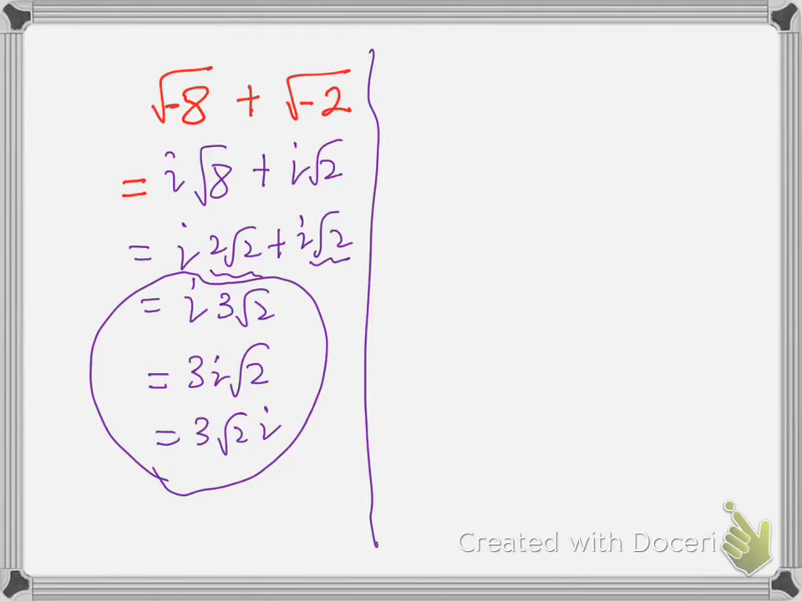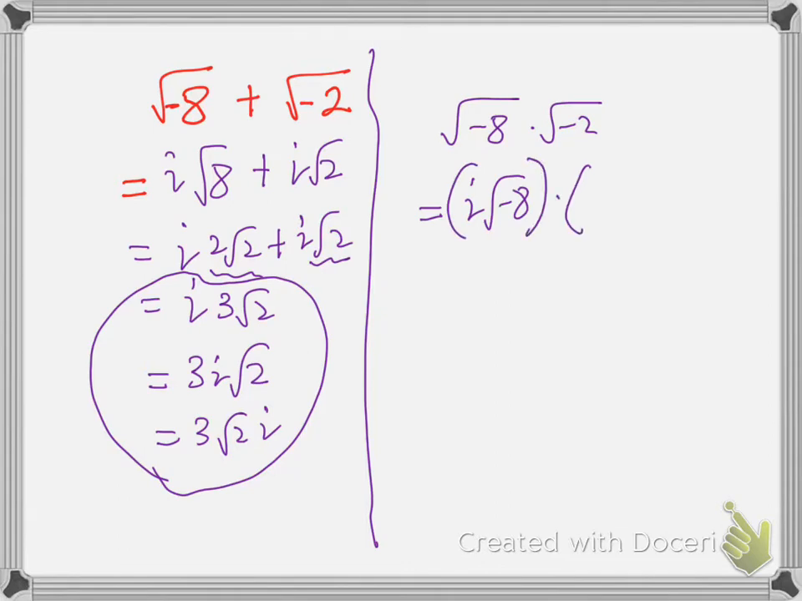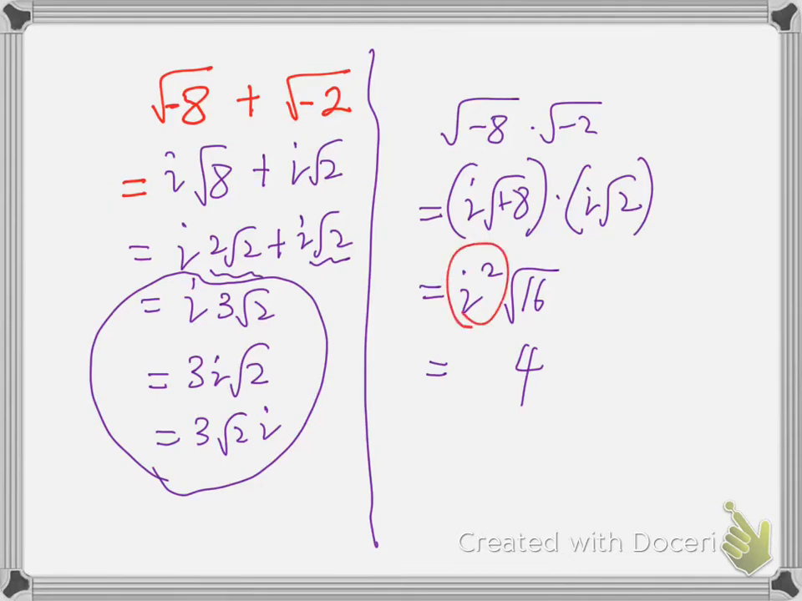Now let's look at multiplication: the square root of negative 8 times the square root of negative 2. So this is i times radical 8 times i times radical 2. Now we have i squared times radical 8 times radical 2, so radical 16, which is 4. What is i squared? By definition, it is negative 1. So we have negative 1 times 4. The answer is negative 4.